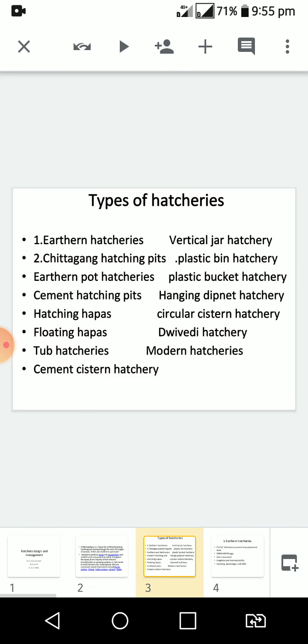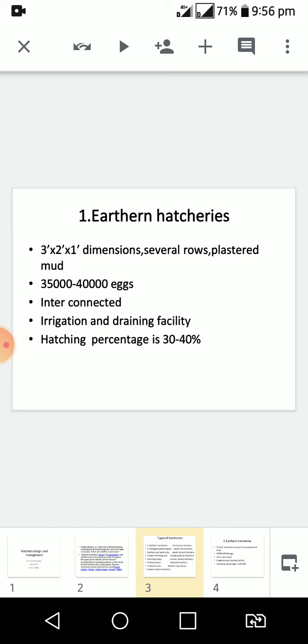There are different types of hatcheries, which are Earthworm hatcheries, vertical jar hatcheries, Chittagong hatchery pits, plastic bin hatchery, and like that there are many different types of hatcheries used in fishery. First we will see the Earthworm hatcheries.